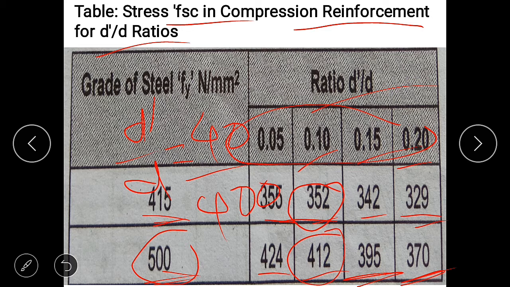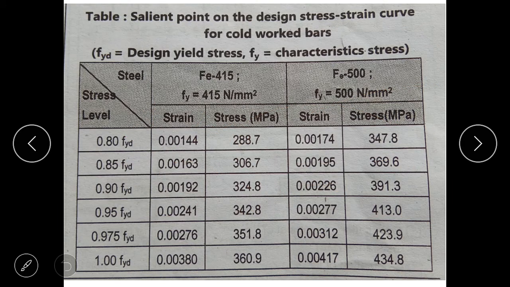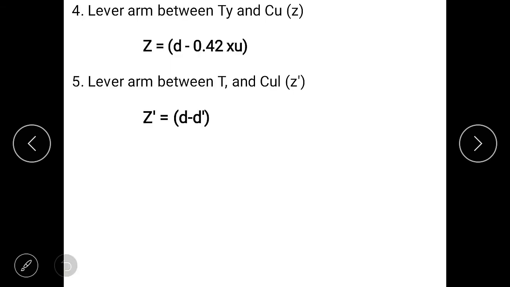Okay, this table is very important, because without this table you can't design a doubly reinforced beam by using the limit state method. So this table is important when grade is given 415 and 500. Okay, now salient point on design stress strain curve for cold worked bar. If cold worked bar is given and steel level is given, then use this table, for Fe415 and Fe500.